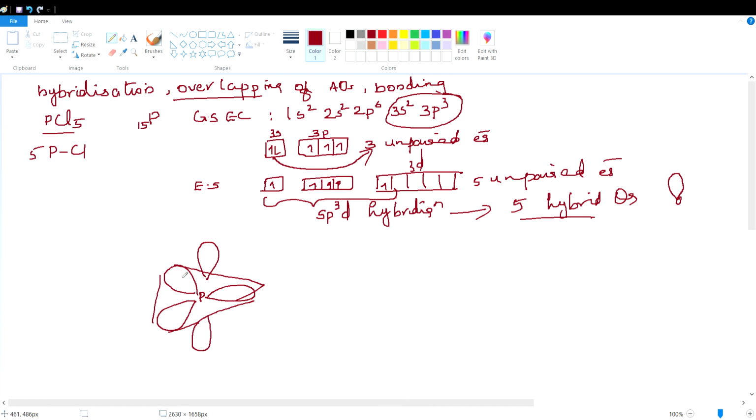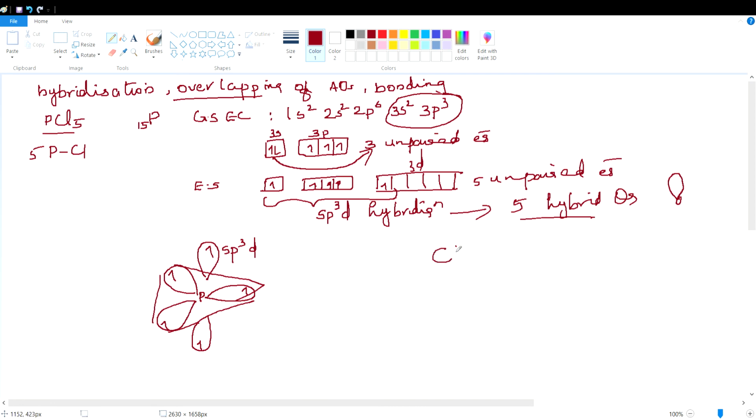Each of the sp3d hybrid orbitals contains 1 electron. These are half-filled sp3d hybrid orbitals of phosphorus. Now these hybrid orbitals are ready for overlapping because they have identical shape and equivalent energy. They can undergo effective overlapping, and these hybrid orbitals would overlap with the atomic orbitals of chlorine.